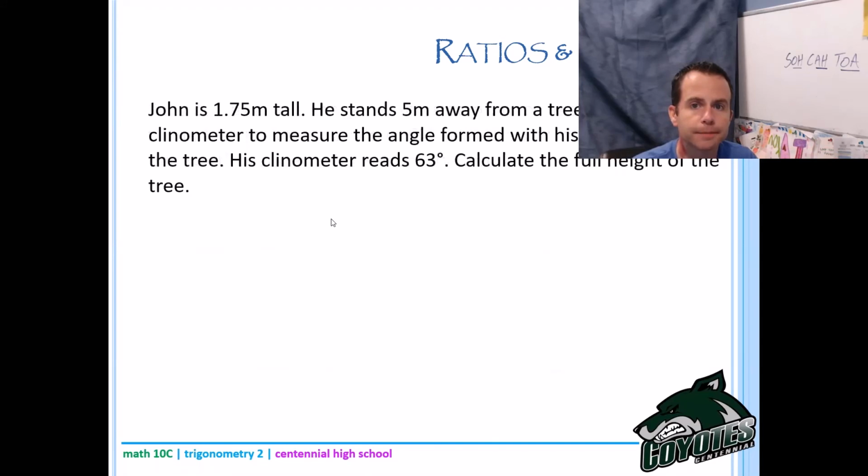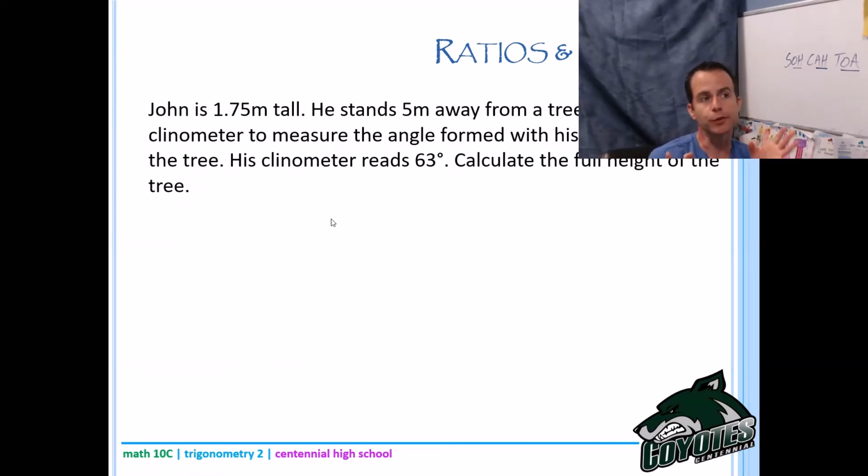All right. John is 1.75 meters tall. He stands away from the tree and uses a clinometer to measure the angle formed with his line of sight and the tree. By the way, a clinometer is just a measuring device for angles, okay? What you do is you look into it, and if you look at, say, the top of a building, it will measure the angle from your line of sight to the top of the building.